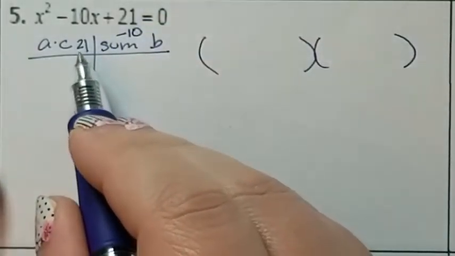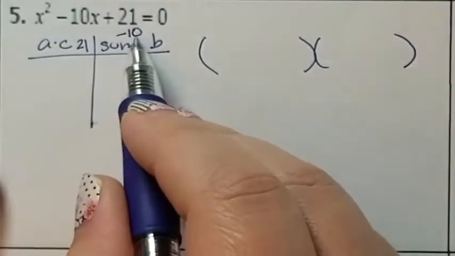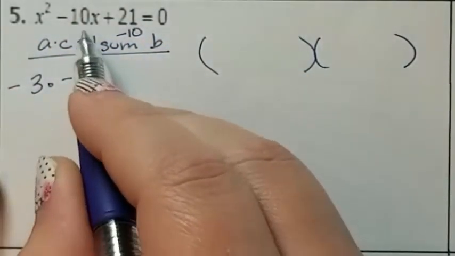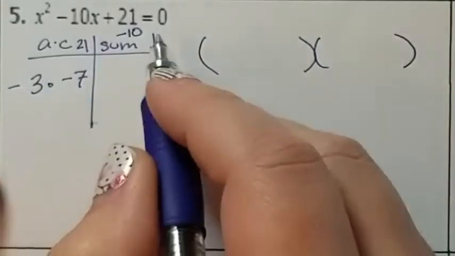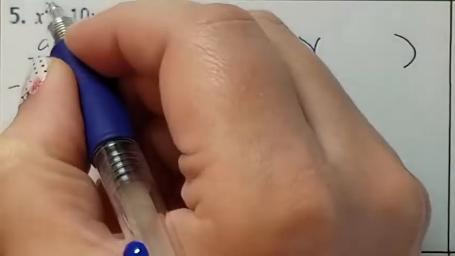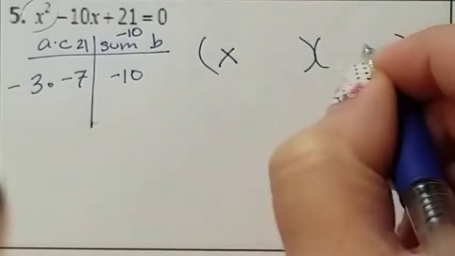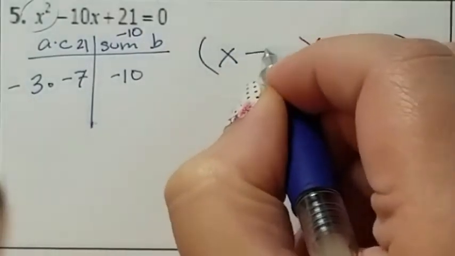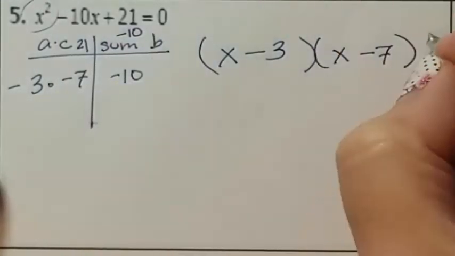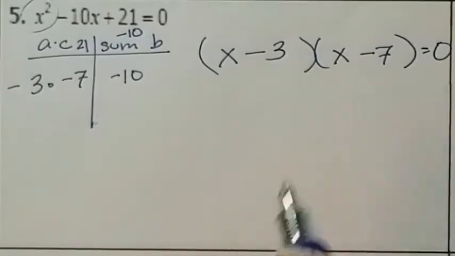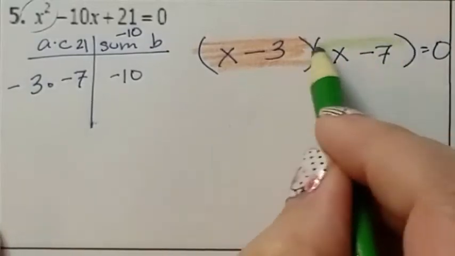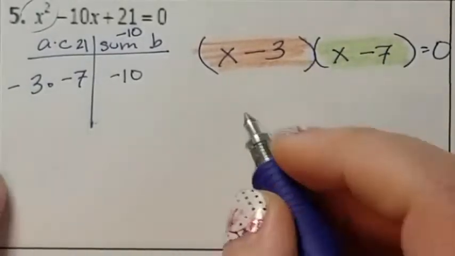So what two numbers multiply to give me 21, but when I add them, I get negative 10. Negative 3 and negative 7 will multiply together to give me a positive 21. When I add them, I end up getting a negative 10. So these are my two numbers that I would put here. X squared, the only way to get x squared is x times x. You said minus 3 and minus 7. I factored the trinomial. This entire problem equals 0. Now that it equals 0, either the first term is the 0 or the second term is the 0. We need to solve for x in both.